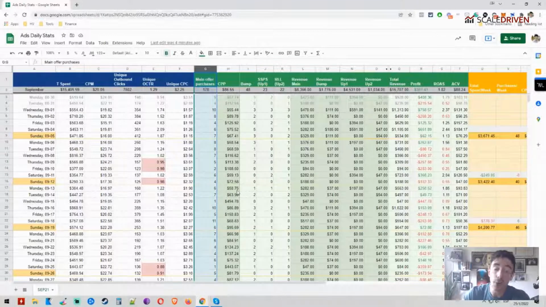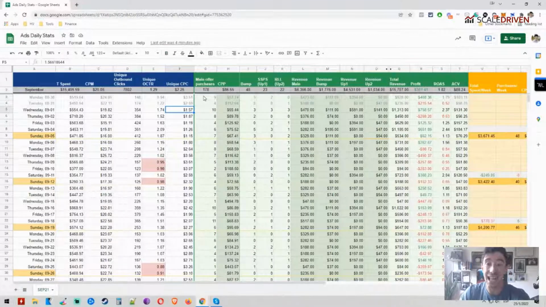So this is the first thing that we see. The first thing that we see is that the sales page needs some work, because right now we have a 2%. We want to have at least 10%. All right. At this scale.